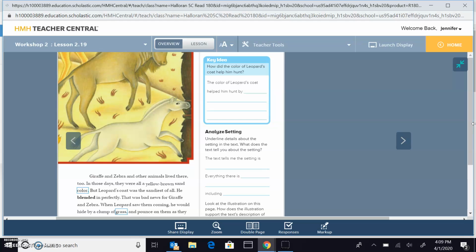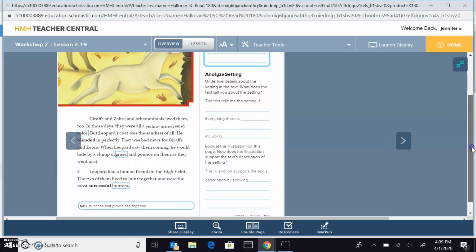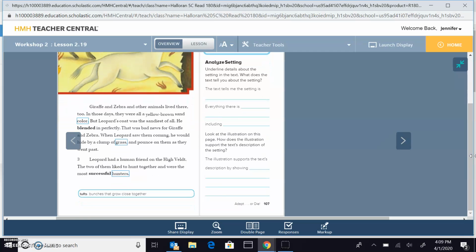Giraffe and zebra and other animals lived there too. In those days, they were all a yellow-brown sand color, but Leopard's coat was the sandiest of all. He blended in perfectly. That was bad news for Giraffe and Zebra. When Leopard saw them coming, he would hide by a clump of grass and pounce on them as they went past. Leopard had a human friend on the high veld. The two of them liked to hunt together and were the most successful hunters.